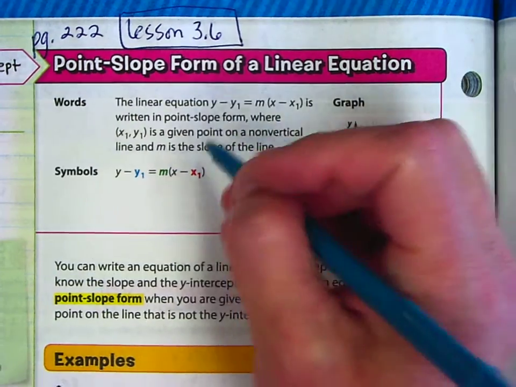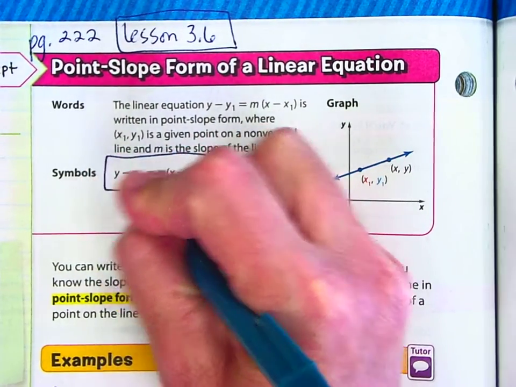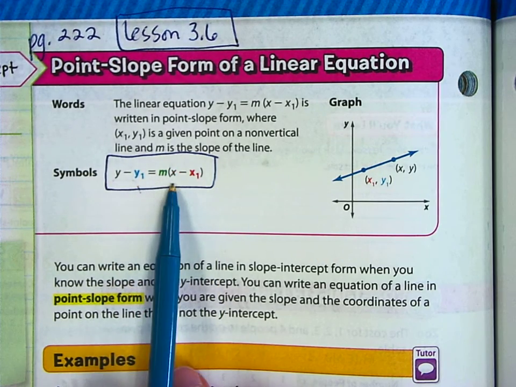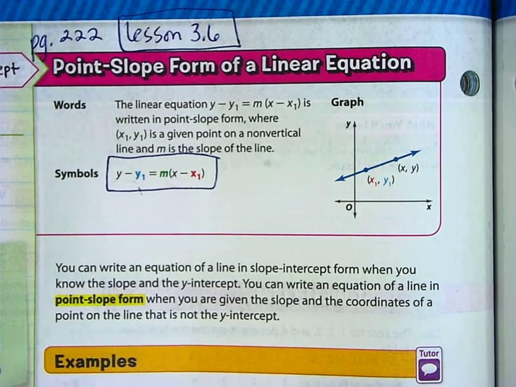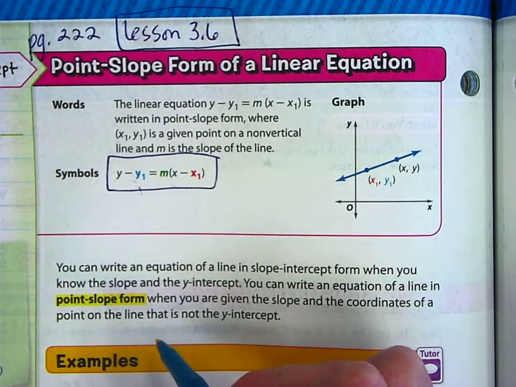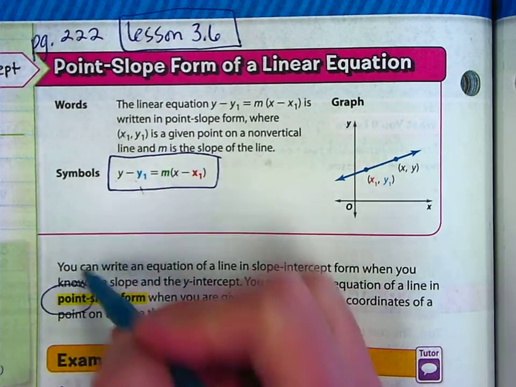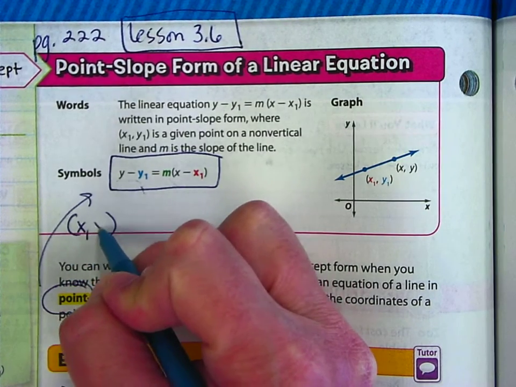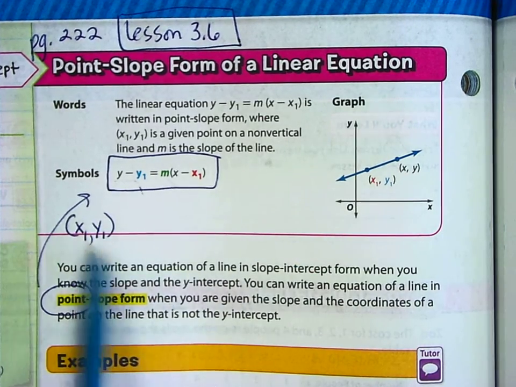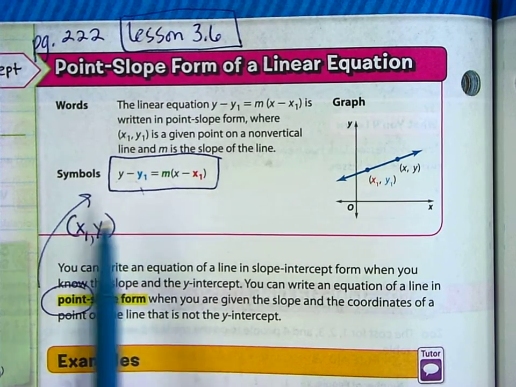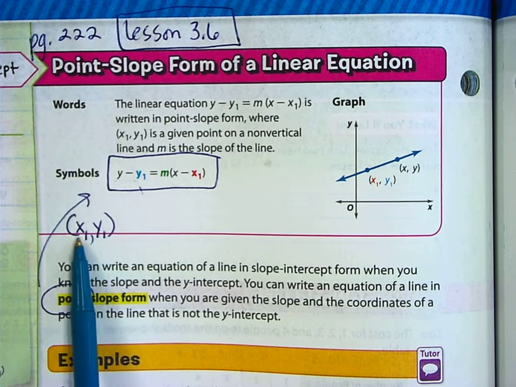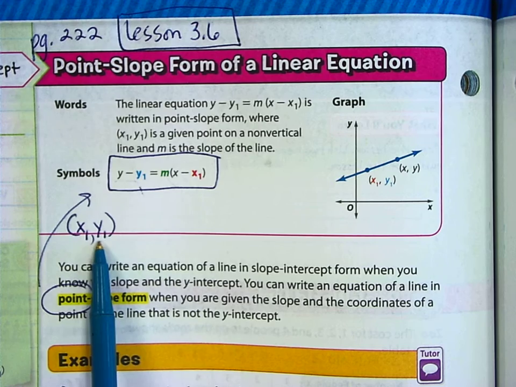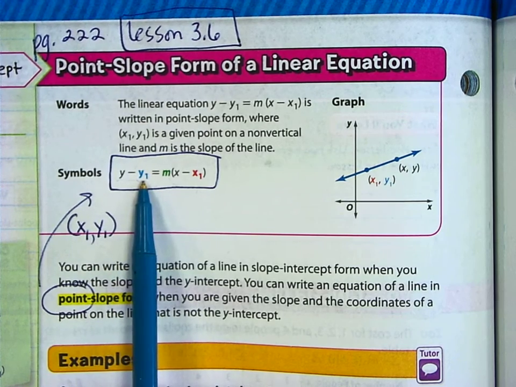Okay, here is point-slope form. This equation, y minus y1 equals m times, in parentheses, x minus x1. The reason why it's called point-slope form is because you need a point, an ordered pair, which is always written x1, y1. So you take any point that lands on your line or whatever point you're given, and the first number is your x1, you put that in that position, and the second number is your y1, you put it in that position right there.